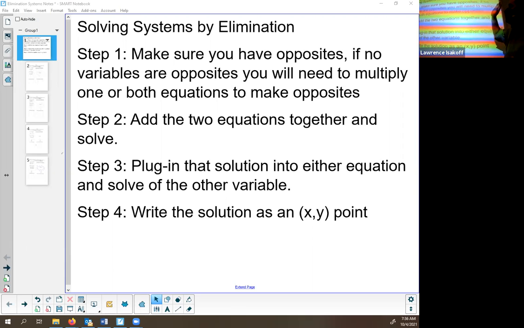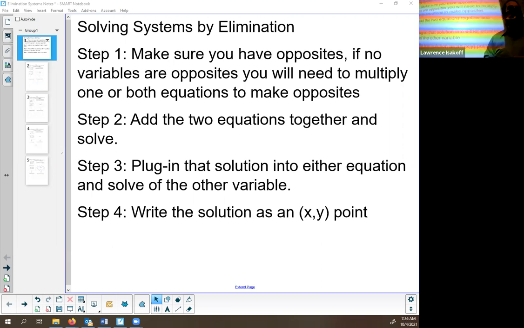Make sure you have opposites in your first step. If no variables are opposites, we will need to make opposites by multiplying one or both equations. We'll see examples starting with us already having opposites, and then we'll see an example where we have to multiply one of them, and an example where we have to multiply both.